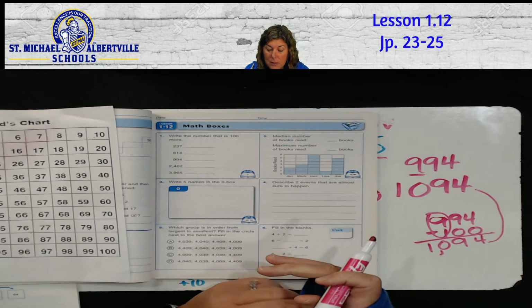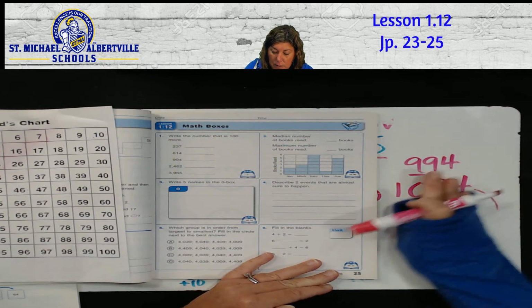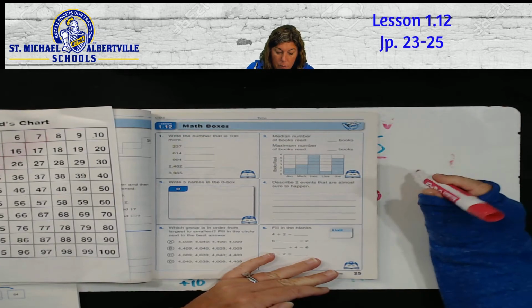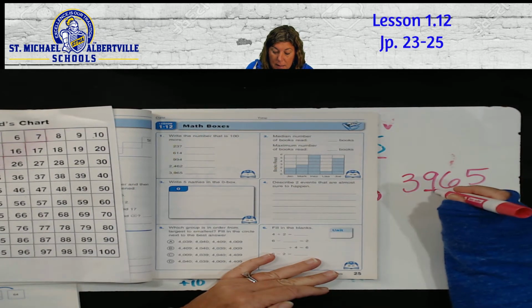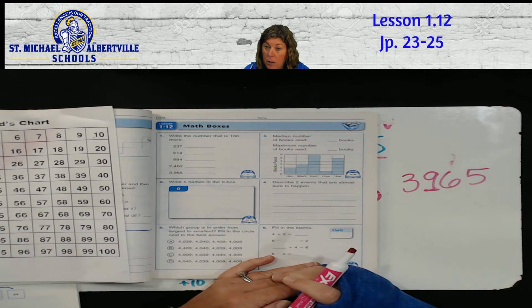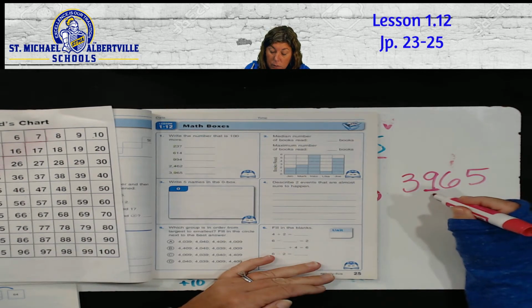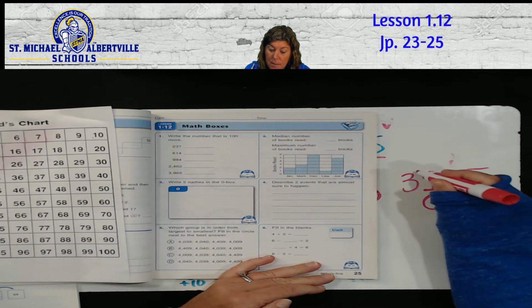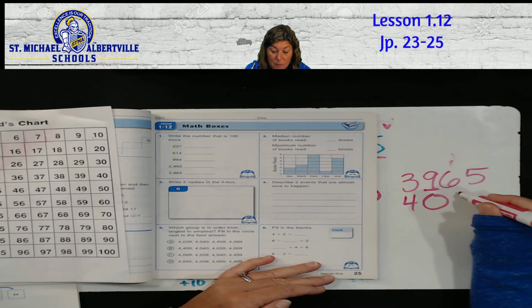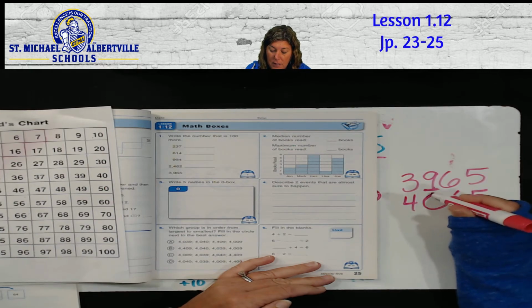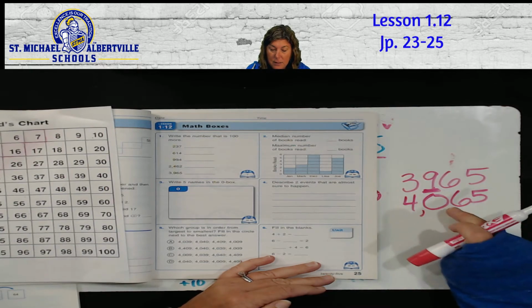Okay, let's do the same thing with the 3,965. I know it's going to be this one that's going to change. Remember the pattern. It's going to go back to a 0, but it's going to make this one change from a 3 to a 4. These ones stay the same. They're not affected by the hundreds place.